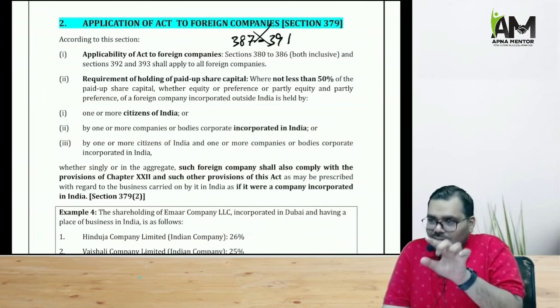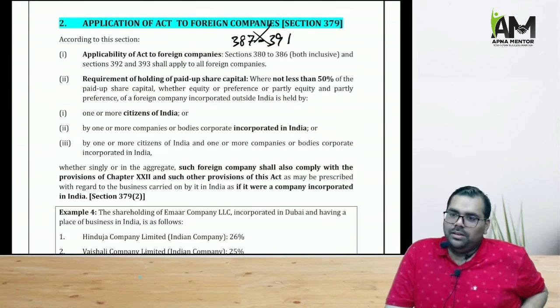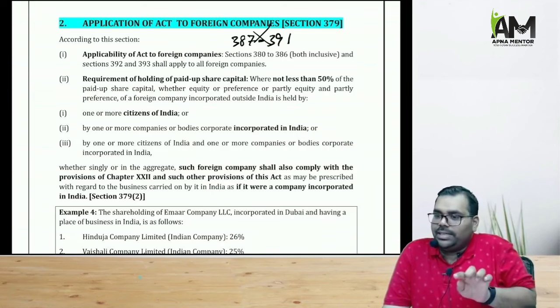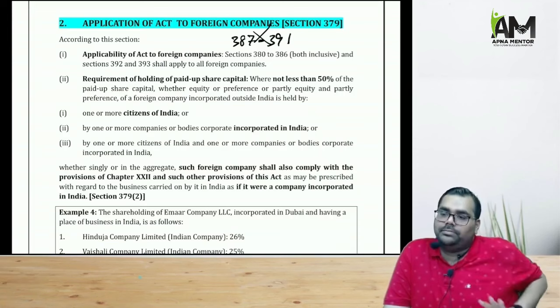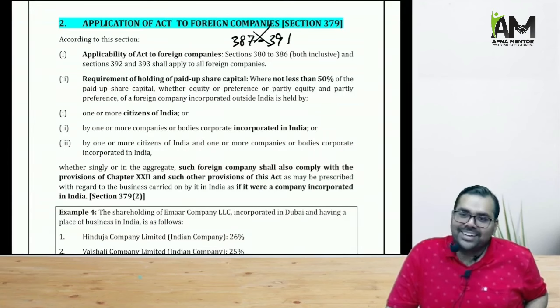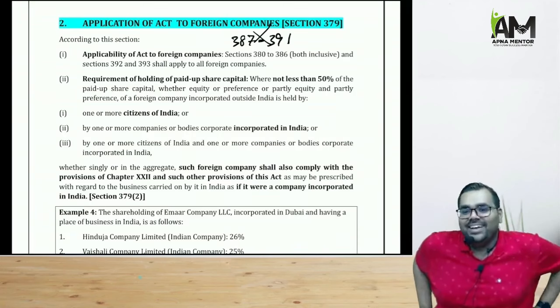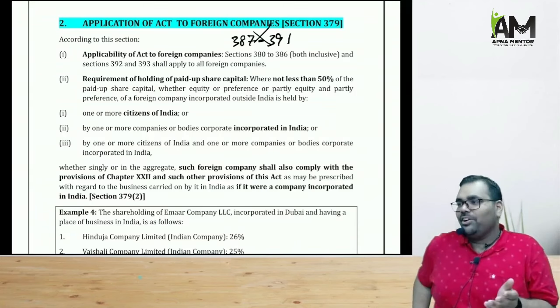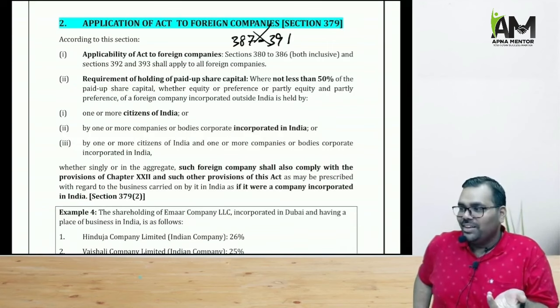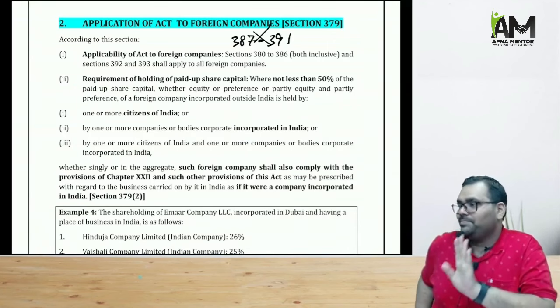But later on, in one particular place, what do they say? Even these sections 387 to 391 will be applicable to body corporate. Now tell me one thing, if 387 to 391 will be applicable to body corporate, it will automatically be applicable to foreign company or not? Yes. So sometimes the lawmaker unnecessarily confuses the things.